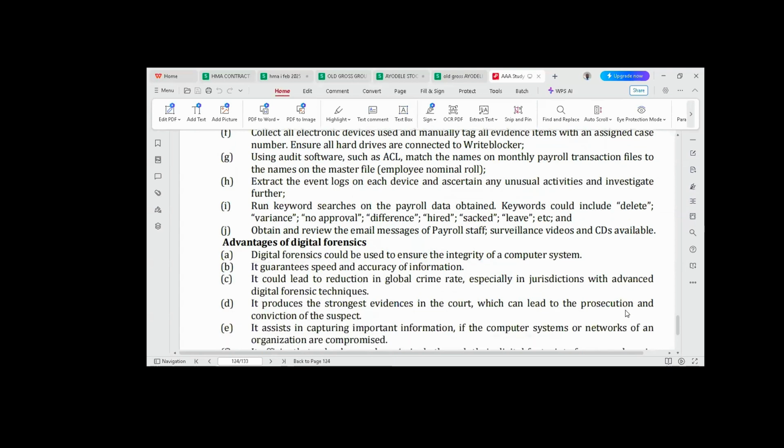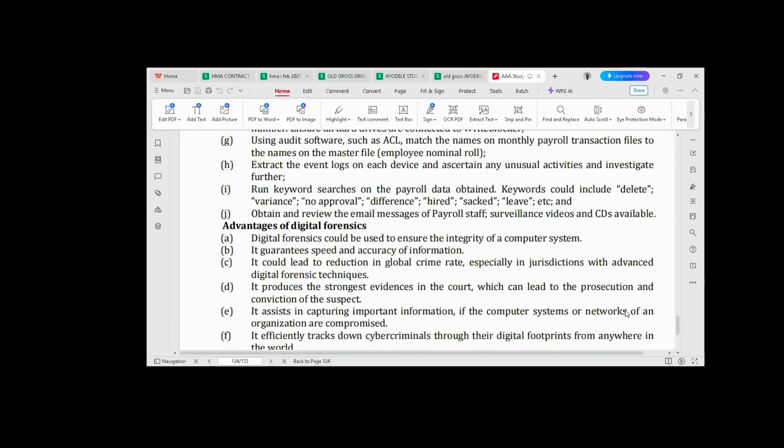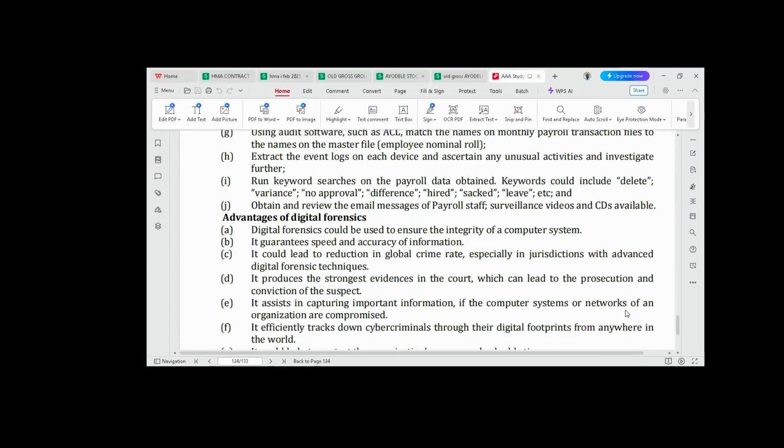We now look at advantages of digital forensics. One, it could be used to ensure the integrity of a computer system. And it will tell you whether the computer system has been compromised or not. It guarantees speed and accuracy of information because of the IT technology. It could lead to reduction in global crime rates, especially in jurisdictions with advanced digital forensic technology. It produces the strongest evidence in court, which can lead to the prosecution and conviction of the suspect, because those evidences cannot be denied.